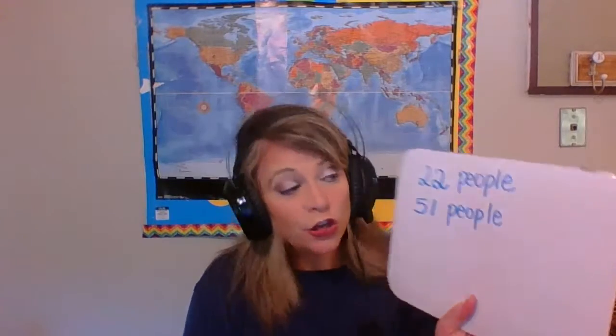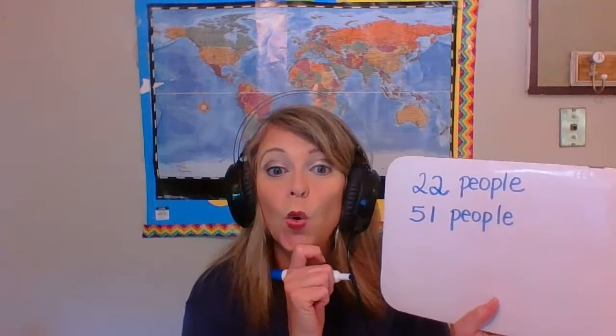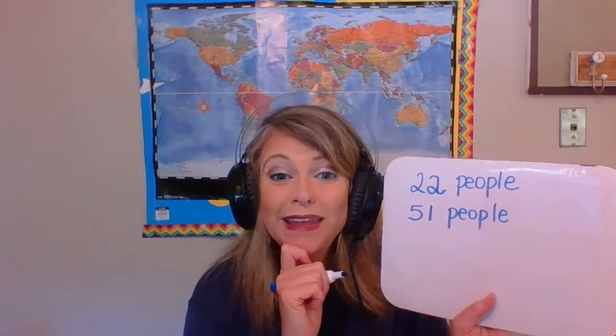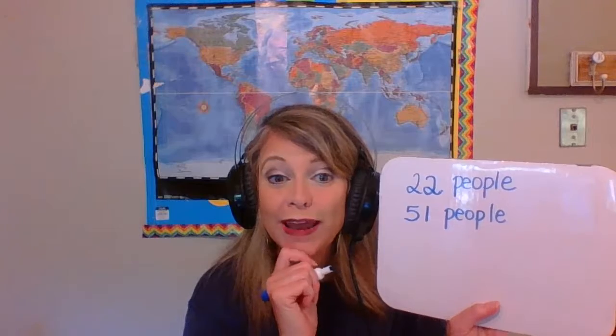Okay, there's some things that I know. I know what we began with, okay? I know we began with 22 people on a train. I'm going to write down what I know. I know at the end of the ride, it said there were how many people on the train? 51. So here's the information that I know. What I need to know is how many people got on the train.